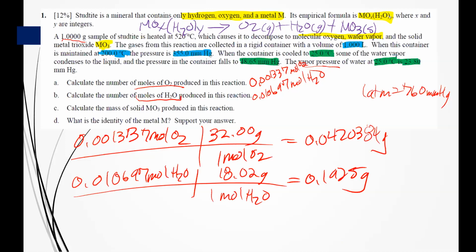Now, when we add those two together, we get a total of 0.2345 grams. Now, yes, we've been finding moles for our PV equals nRT, right? So we haven't been finding grams, we've been finding moles. So now that we have them in terms of their mass, is that 1 gram sample all accounted for in this one?